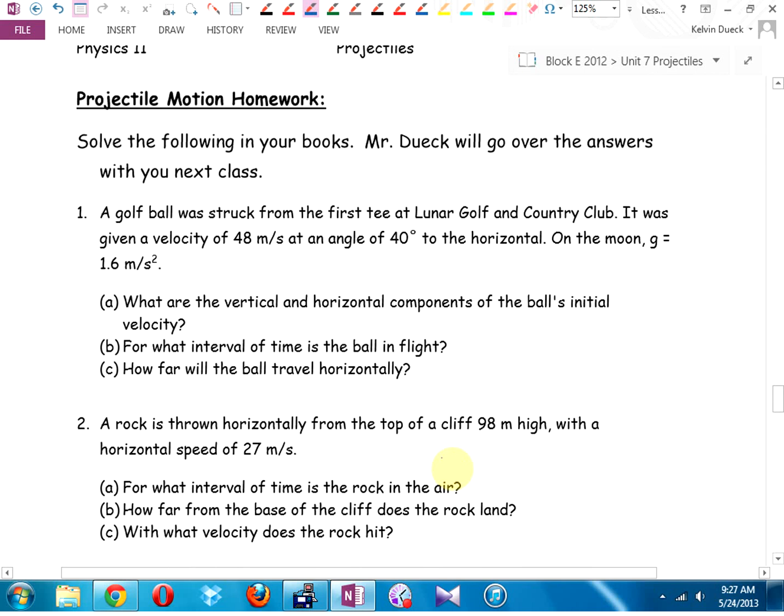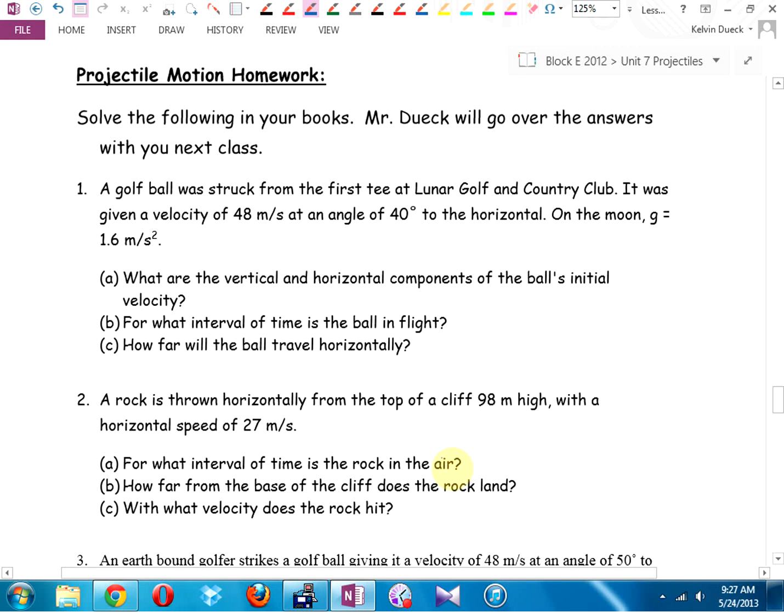I didn't give you the answers this time. I noticed I wrote solve the following in your books. I was also trying to save paper. Mr. Dueck will go over the answers with you next class. What can you try?